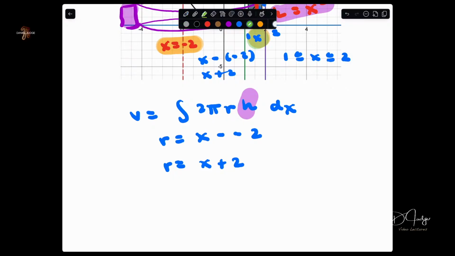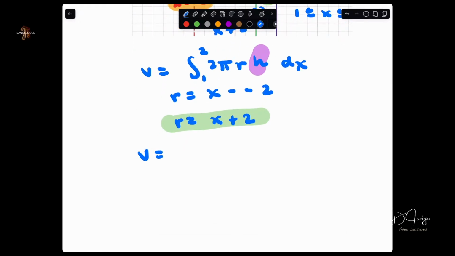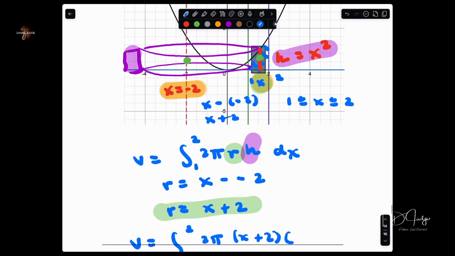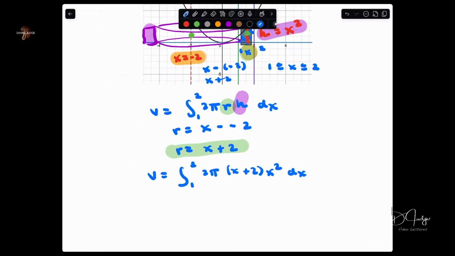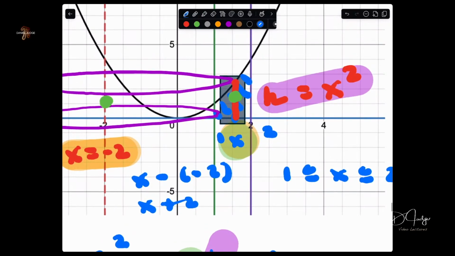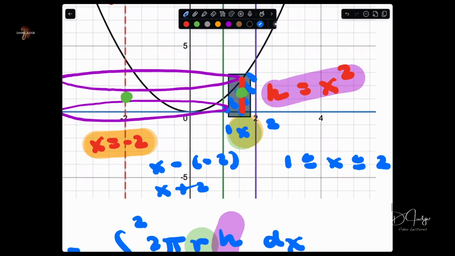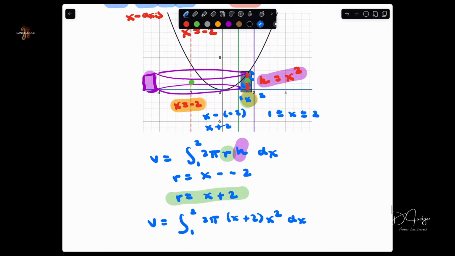Here you go. And that's going to go from 1 to 2. So the volume here is going to be the integral of 1 to 2 pi. Don't forget what your radius is. X plus 2. What's the height? X squared. All right. So there we go. The height was easiest to get. It's just how tall that rectangle is. And then the distance, right minus left.